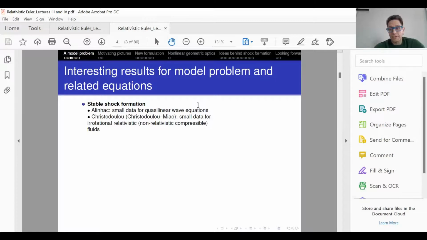Christodoulou gave a detailed description, going way beyond what Alinhac did, for the irrotational relativistic Euler equations. That's his famous 2000 book. A few years later, he handled the non-relativistic case with Miao. They basically gave a description of the formation of the singularity, and they followed the solution up to an interestingly large portion of the boundary of the maximal development. I'll say more later about exactly what they did.